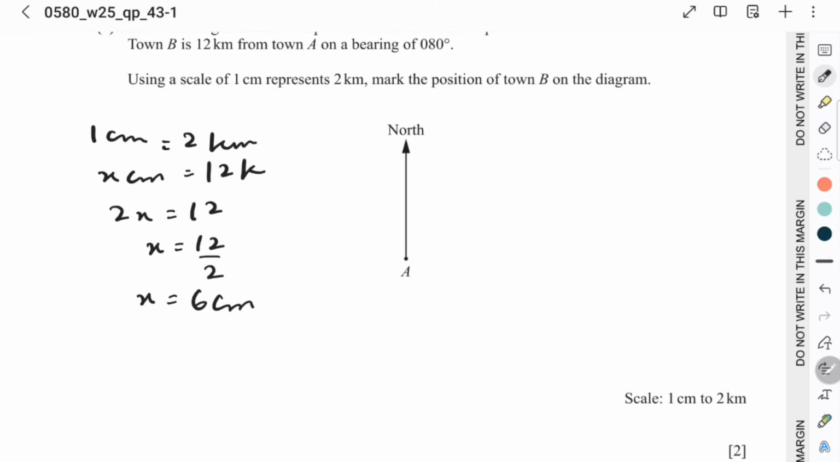We'll have to make from point A 6 centimeters with an angle of 80 degrees over there. So here at this point draw an angle of 80 degrees and then mark 6 centimeters. Just take your protractor and then it is 80 degrees, and then you just mark 6 centimeters.